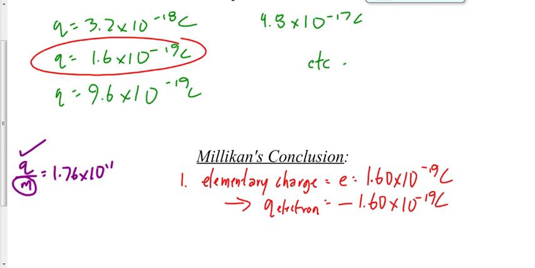Now we know a lot more about the electron. We know that it exists. We not only know the charge to mass ratio, but now we know the charge and the mass of the electron, of that first known subatomic particle.